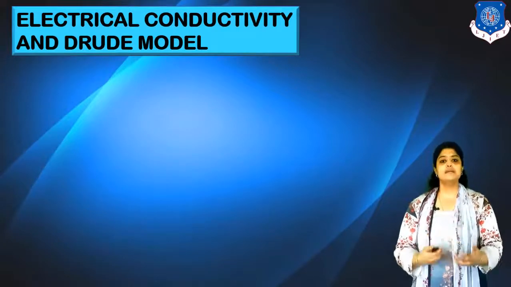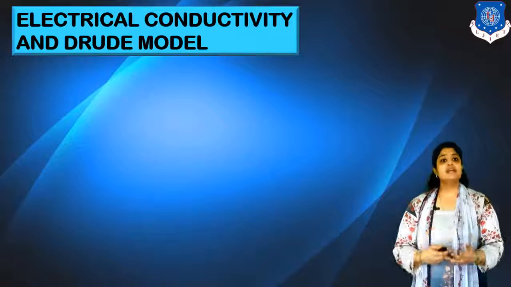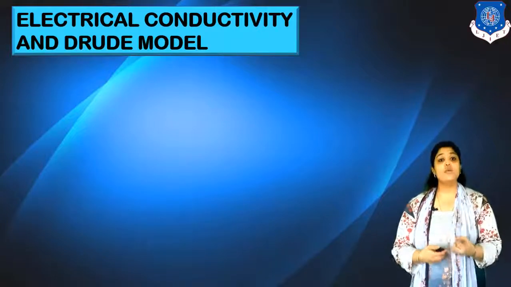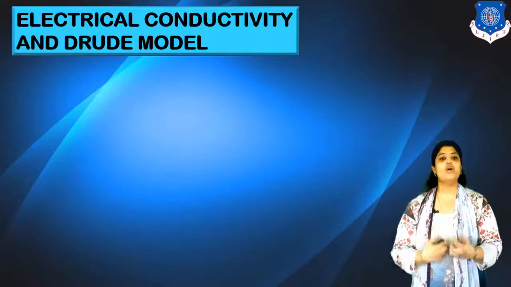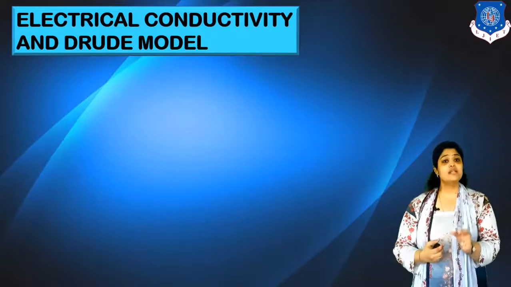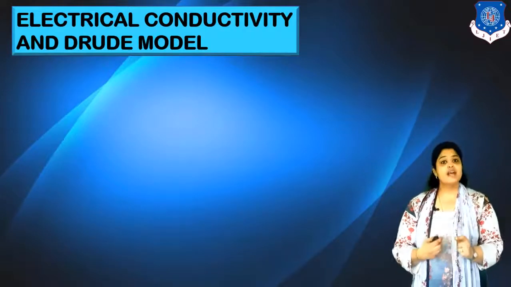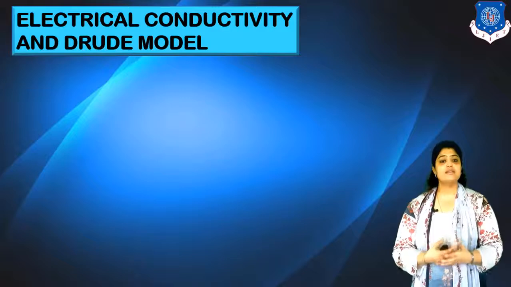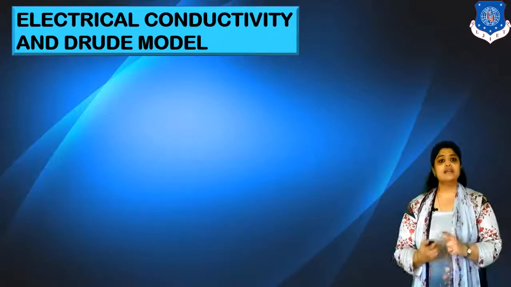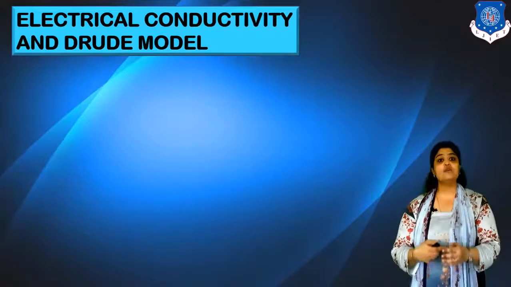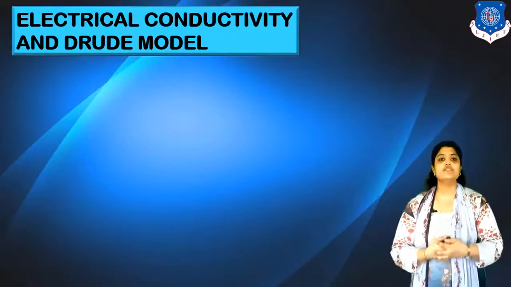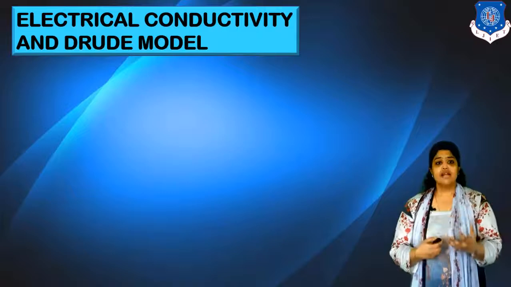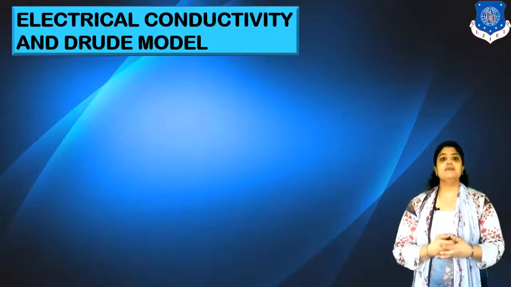So starting with the first property, we have electrical conductivity and the Drude model. What do you mean by the term electrical conductivity? Electrical conductivity is a property which allows easy flow of charge carriers. I'm not using the word electrons here because we are discussing with respect to semiconductors and they have holes as charge carriers as well. So that is the reason I said it is the property which easily allows the flow of charge carriers. Conductivity is represented by the term sigma.